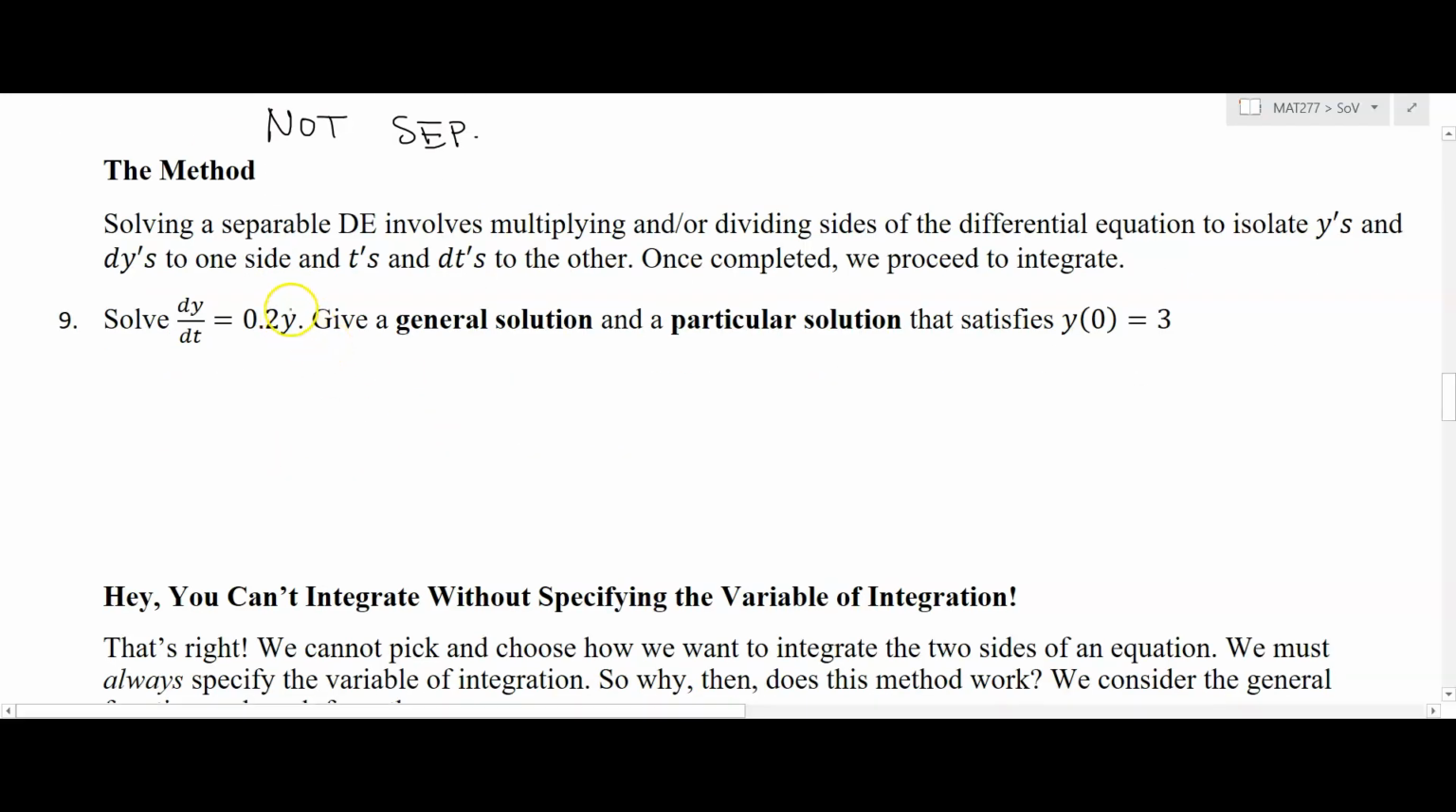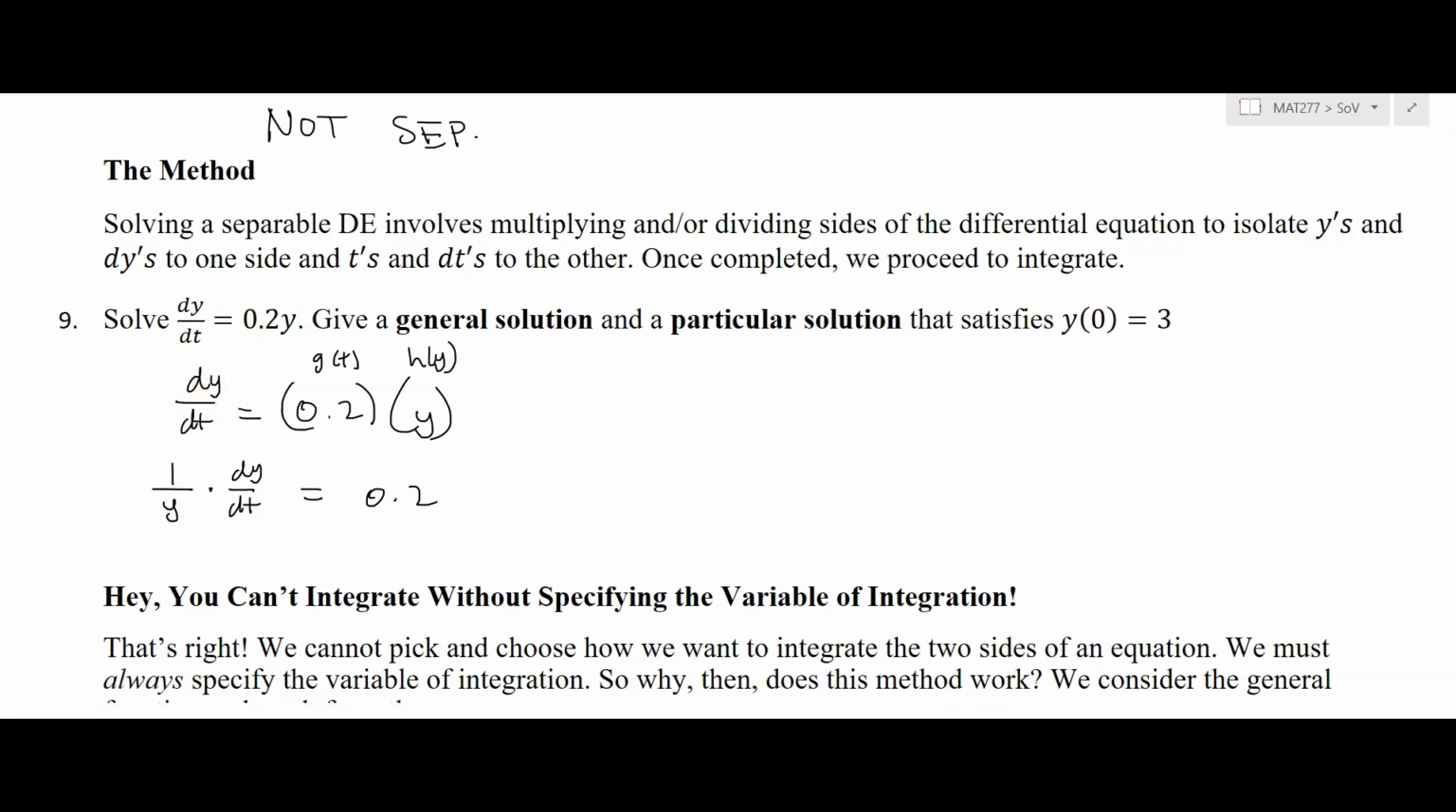If all I do is figure out a way to first of all factor out my equation, and we've already observed that one way you can do this is by writing 0.2 times y like this, calling this your g of t and calling this your h of y. So divide the h of y over, and that would give us 1 over y times dy dt equals 0.2. Now the multiplication piece, or rather division, which is multiplication by an inverse, is very, very convenient because now what I'm going to do is integrate both sides with respect to t. And that's the only step that we needed to do in order for this to work out.